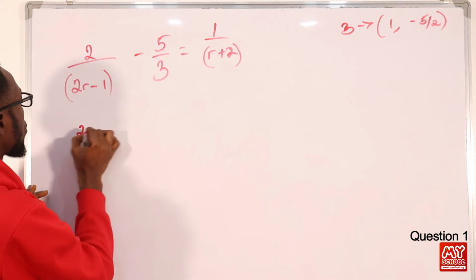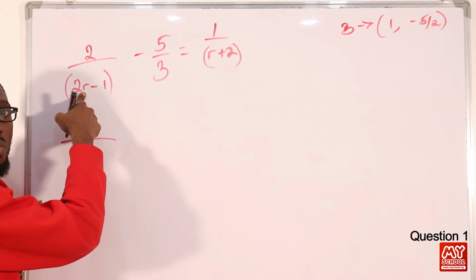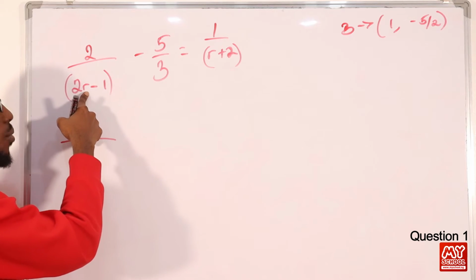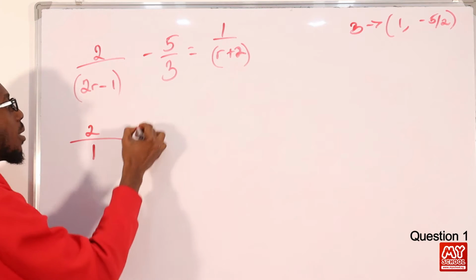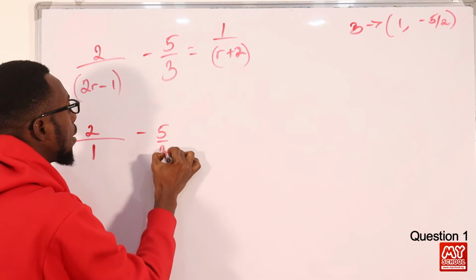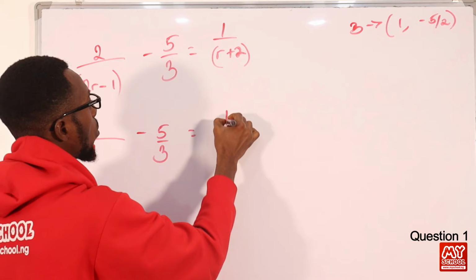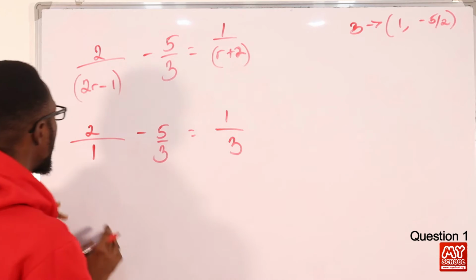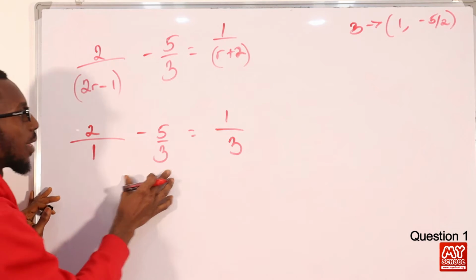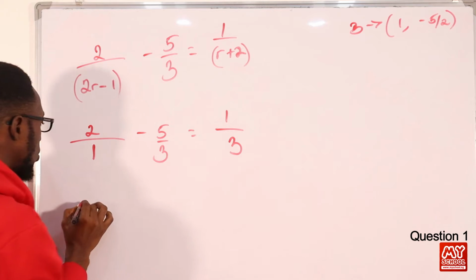So I have 2 over, r is 1, so I have 2 times 1, that is 2. 2 minus 1, I have 1. Minus 5 over 3 equals 1 over, r is 1, 1 plus 2, I have 3. So let's see if 2 over 1 minus 5 over 3 will give me 1 over 3.